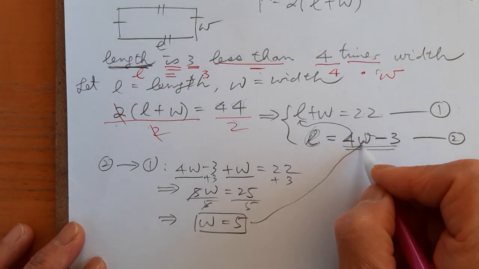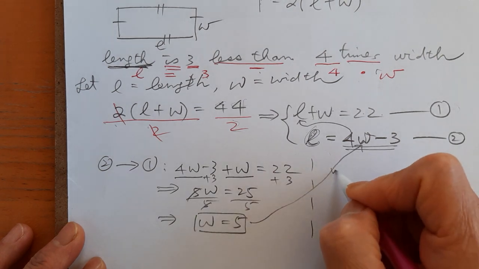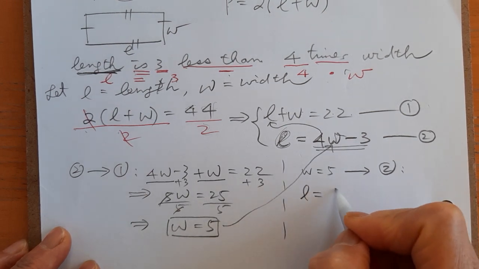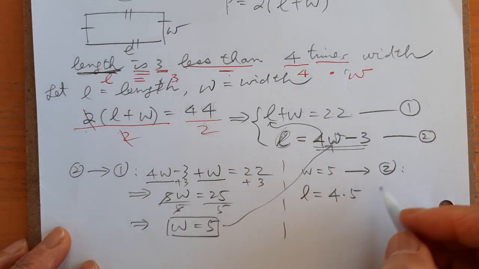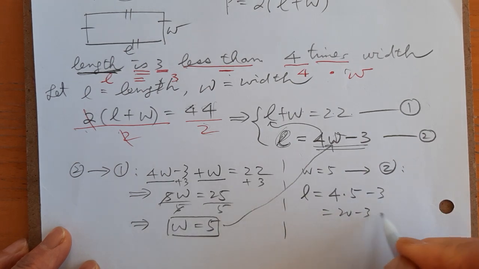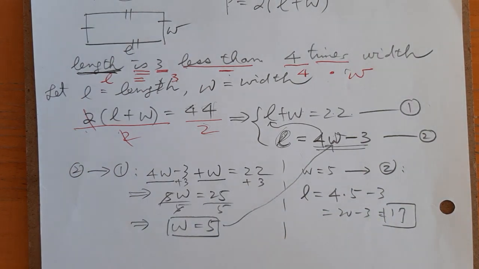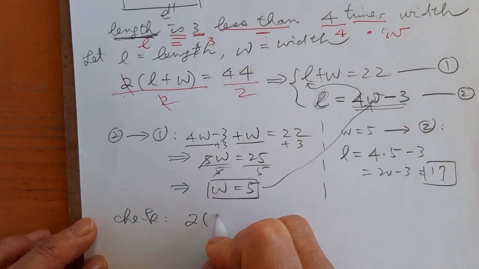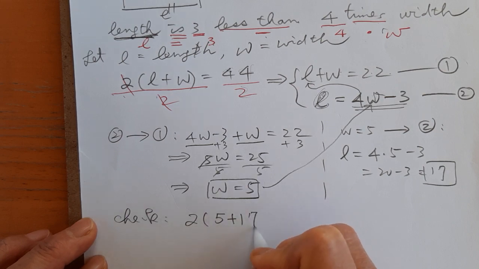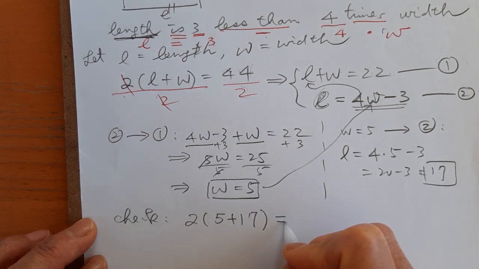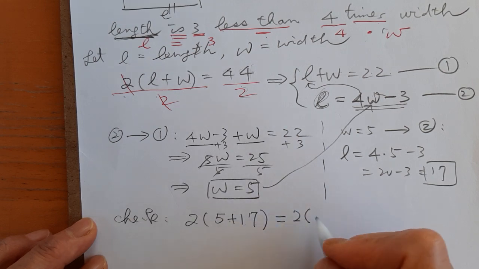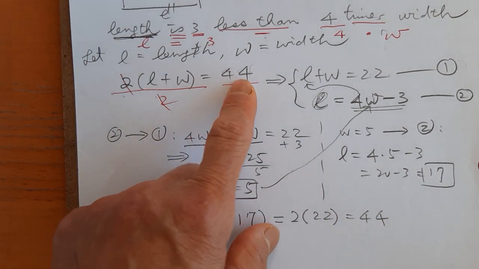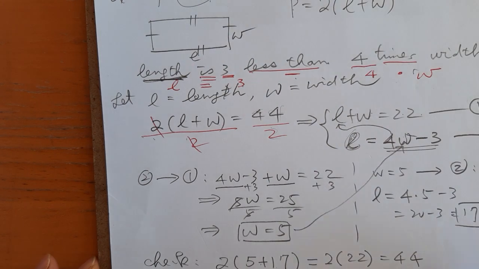Then plug into the second equation. So W equals 5, put into the second equation, get L. So L equals 4 times 5 minus 3. So 20 minus 3 is 17. That's the length. Now you can check it. See whether W is 5, length is 17, add together, doubled. So it's 2 times 5 add 17, which is 22. Doubled, it's 44. It equals the given perimeter, 44. So the answer checks out correct.